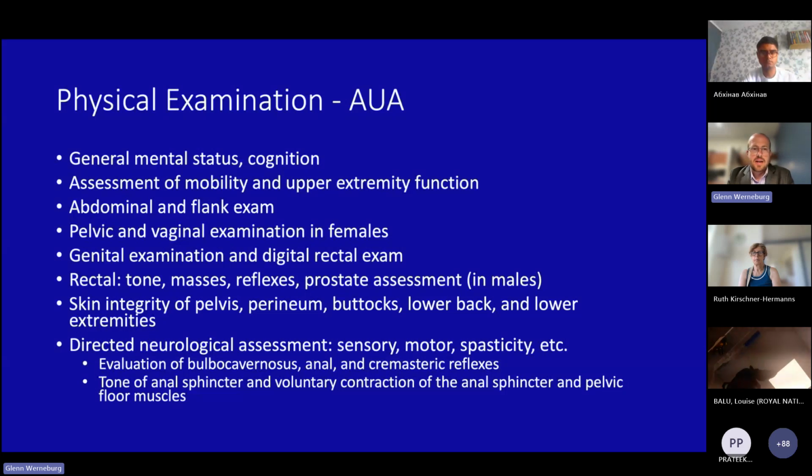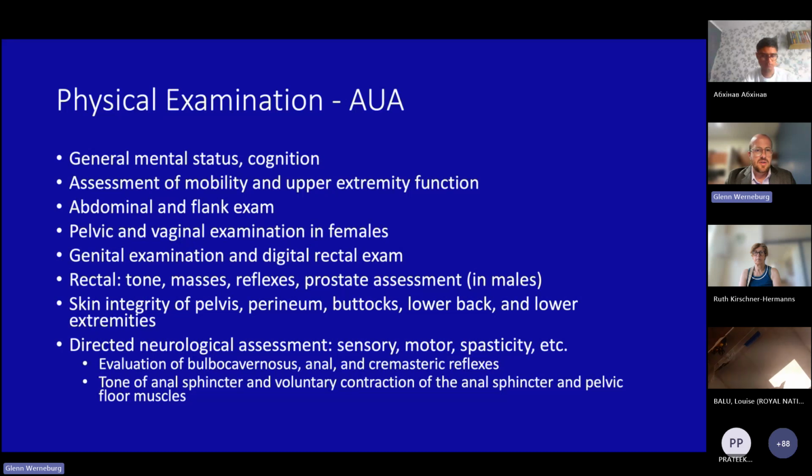At this point, you can also do a directed neurological assessment. You can assess their motor, sensory, spasticity, symptoms, and signs. You can evaluate their reflexes, particularly the bulbocavernosus reflex. This will give you a sense, for example, if the patient was in spinal shock after a spinal cord injury, has this reflex now returned? That's a good proxy for whether their overall condition has stabilized and whether their urodynamics assessment would indeed be a good assessment for the future months and years, or whether their condition is still rapidly evolving.